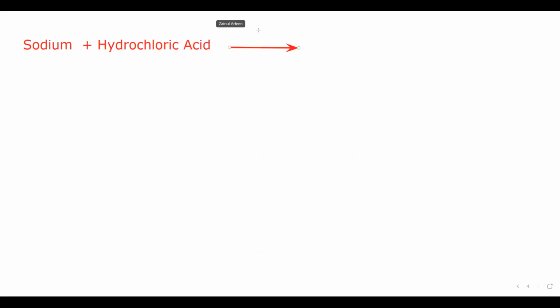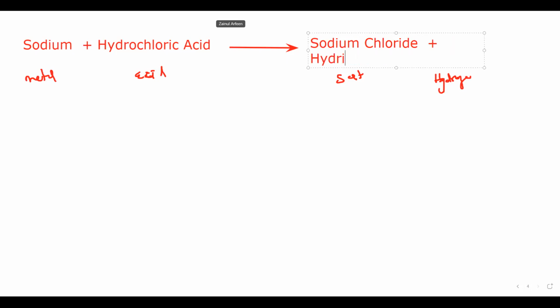What will be the result? Sodium is a metal. Hydrochloric acid is an acid. So metal plus acid, the result should be salt and hydrogen. Which salt will be produced? The first name is from the metal, so it will produce sodium, and hydrochloric acid means chloride. The salt sodium chloride is produced, and as a result there will be hydrogen gas as well.